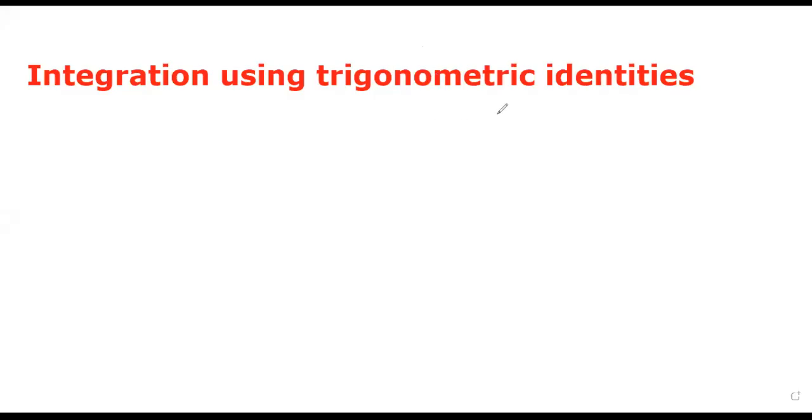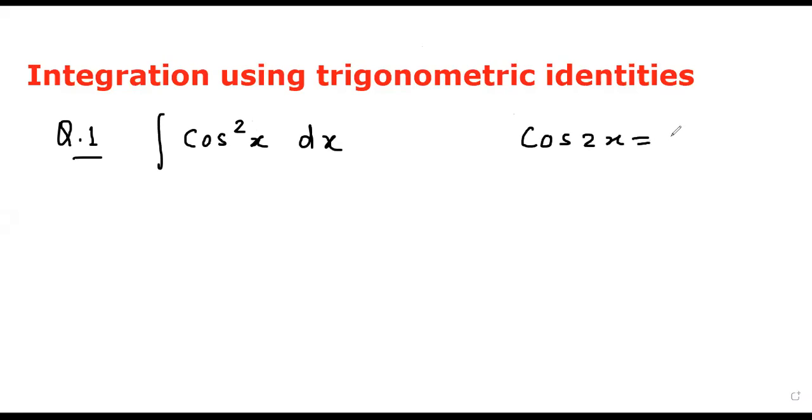Integration using trigonometric identities. Question number 1. Integration cos square x dx. If you remember, cos 2x equal to 2 cos square x minus 1, and we have cos square x.